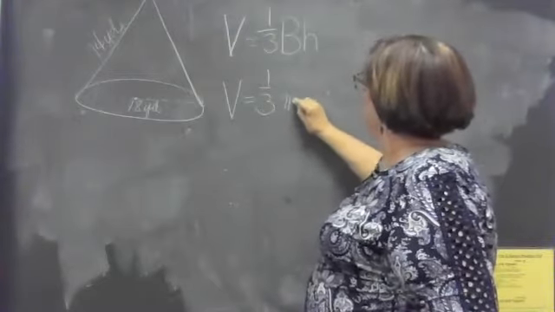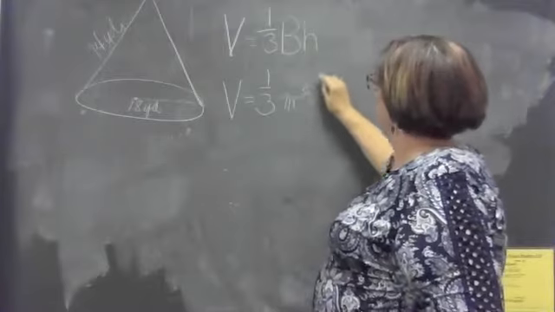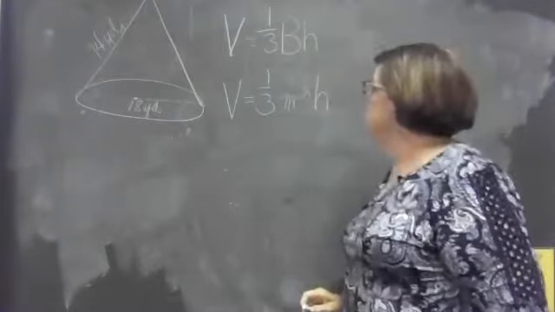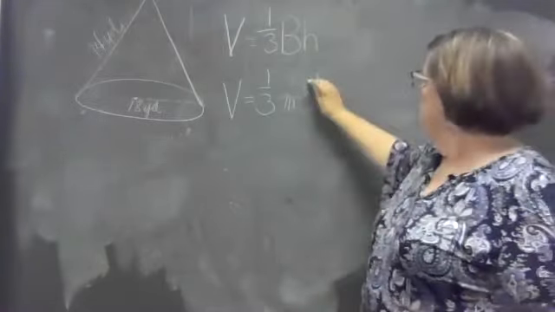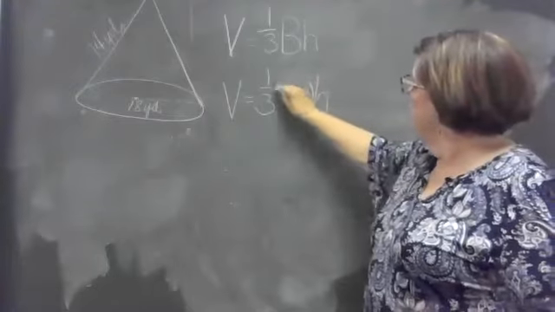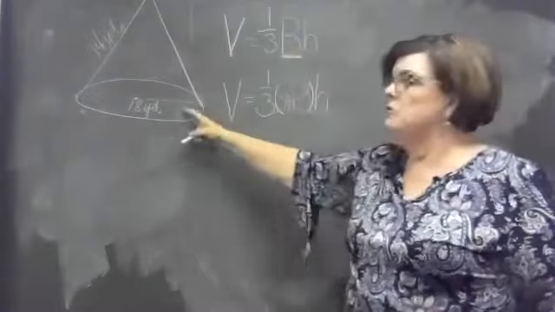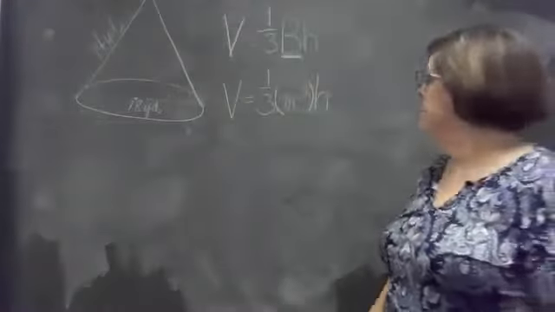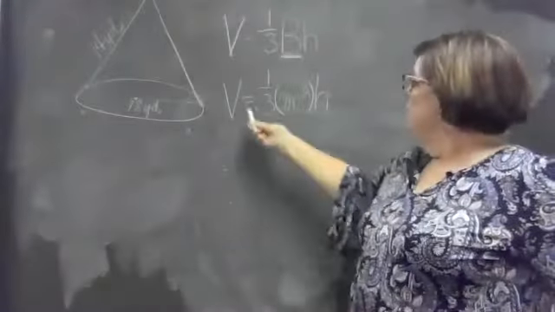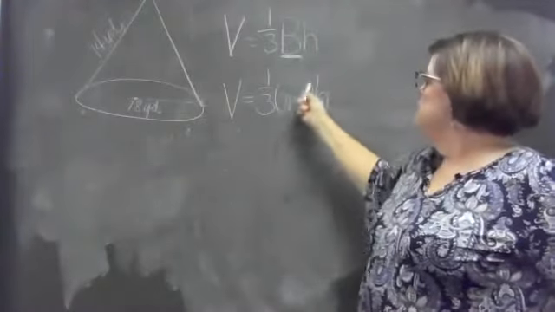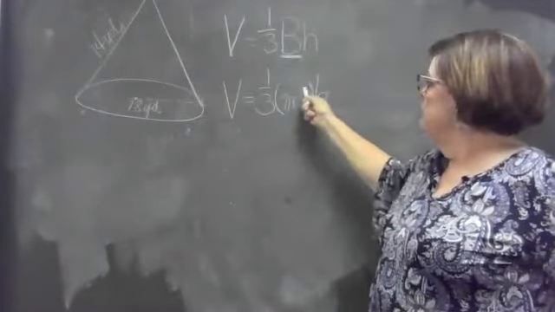Now on your formula chart, it's probably going to say 1/3 pi r squared h. And the reason for this is that pi r squared is how you find the area of the base, which is a circle. Okay? So you can use either one of these. This just tells you how to find the area of the base of a cone.